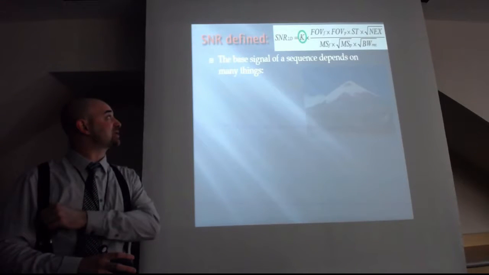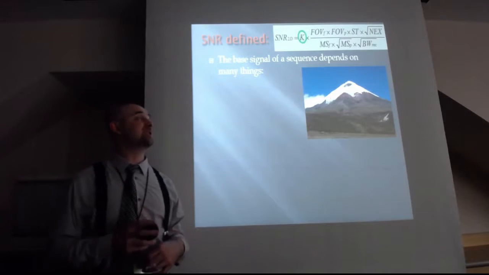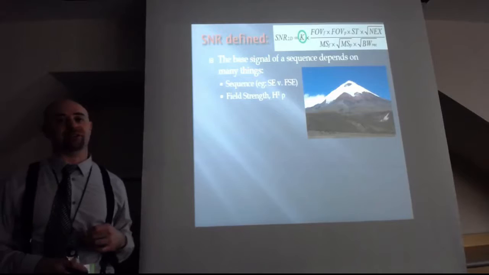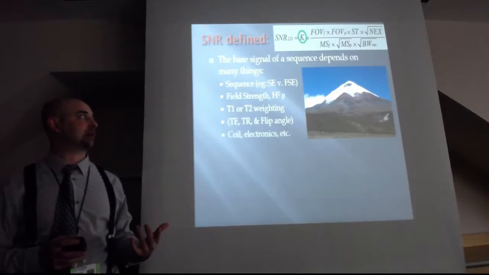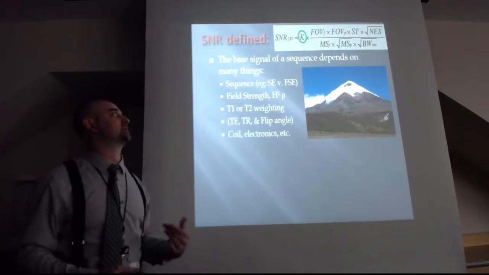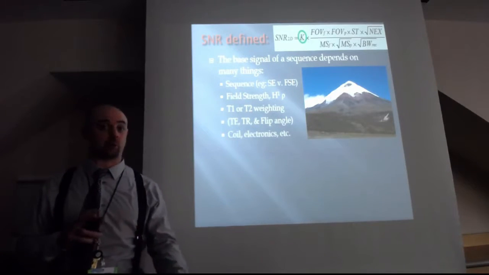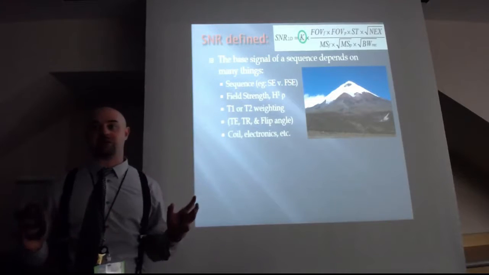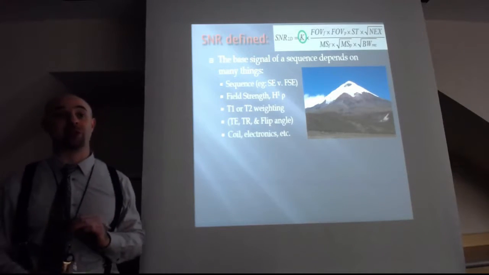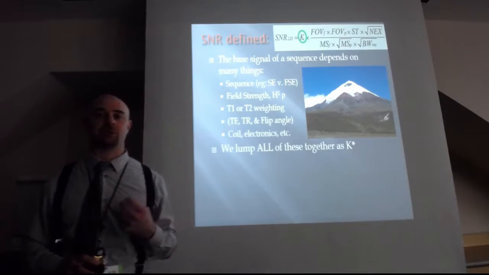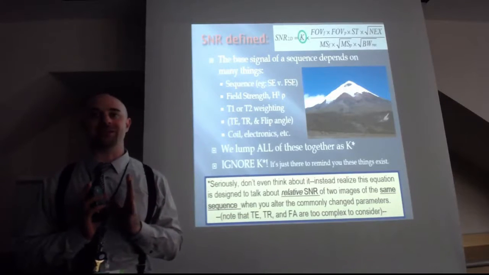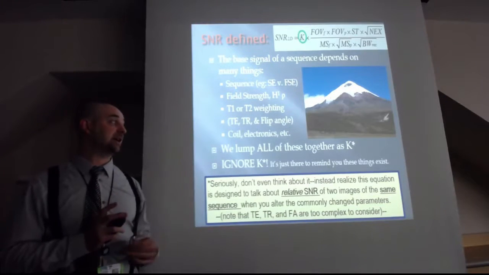So first thing is K. The base signal from a sequence depends on a bunch of things, okay? What sequence it is: is it a spin echo or is it a fast technique? What's the field strength, 1.5 Tesla? What's the proton density? Is it T1 or T2 weighted? What's the flip angle? What kind of electronics are you using? How strong is your gradient? All of these things come into play to alter the amount of signal that you're going to be getting out of the patient. Now, I'm lumping all of these together as this capital K.